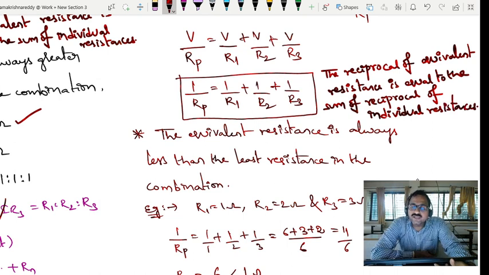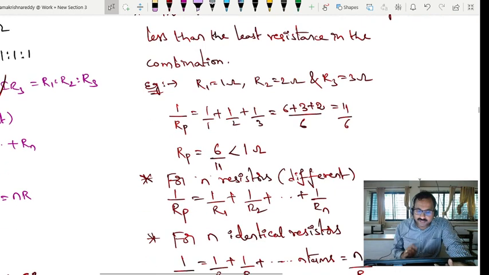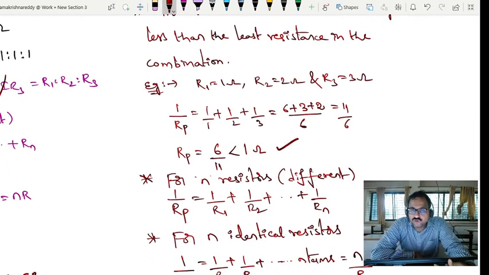When you see this, the equivalent resistance is always less than the least resistance in the combination. R1 equal to 1 ohm, R2 equal to 2 ohm, R3 equal to 3 ohm, then you are getting Rp equal to 6 by 11, which is less than 1 ohm only. So it is always less than the least resistance in the combination.